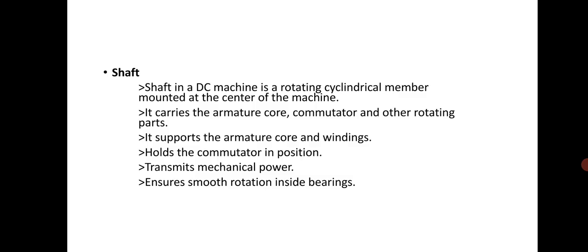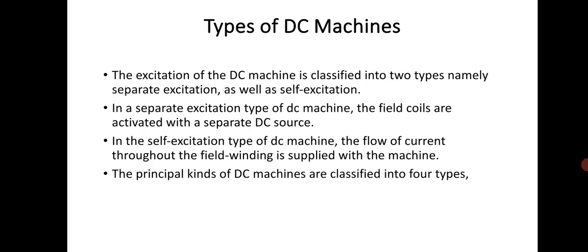Okay, now we can simply say that the shaft is the backbone of the rotating material, and it connects the mechanical as well as the electrical parts. It must be strong, rigid and well balanced. Okay, then next one, types of DC machine. What are the main types of DC machine? Separate excitation as well as self excitation.